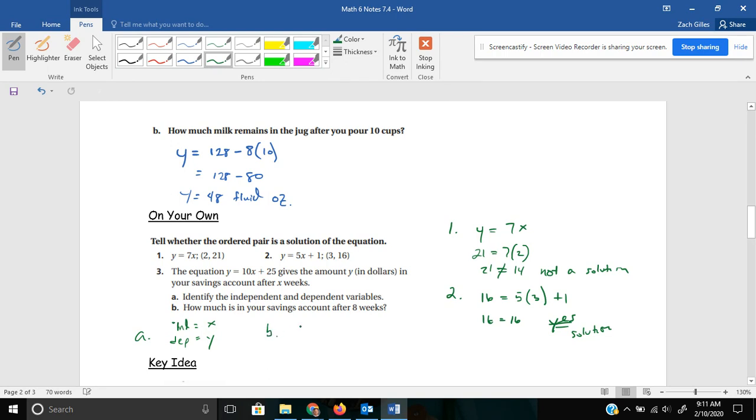And letter B, how much is in your savings account after 8 weeks? Well, you just have to substitute in 8 for x, because we said the independent variable is the x, and x stands for weeks. So 10 times 8 would be 80, plus 25, y would equal $105 after 8 weeks.